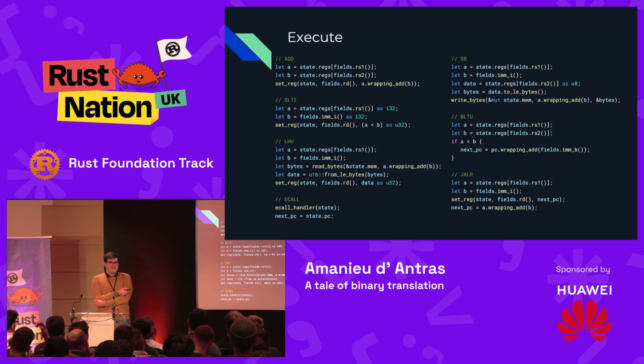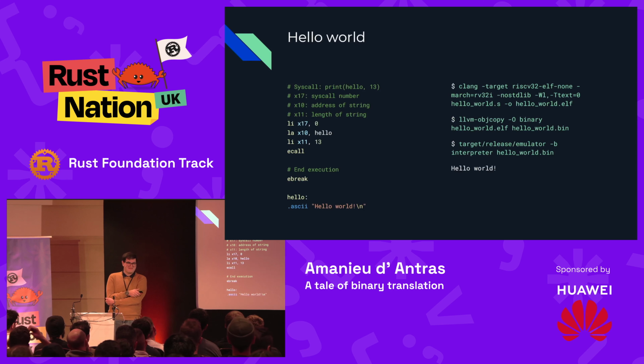And what is the very first string that we're going to print? Hello world. So this is a very simple hello world program. It just sets up some registers with the parameters for the system call, invokes a system call, and then we've defined the eBreak instruction to terminate the emulator.